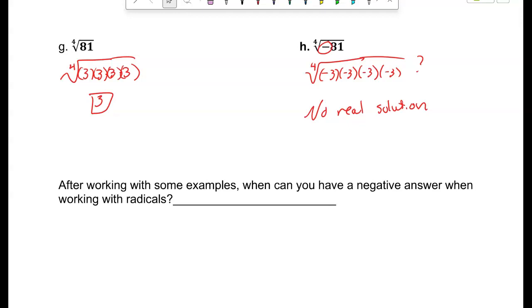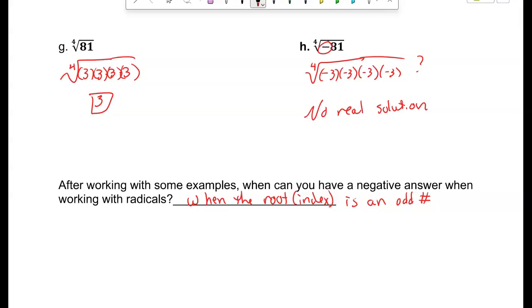All right. So after working with some of these examples, when can you have a negative answer when you're working with radicals? When the root, or the word that they're going to use for that is index, is an odd number. It's the only time that underneath the radicand you can have a negative number, and a negative answer is going to come out. Okay, that was just a quick review.